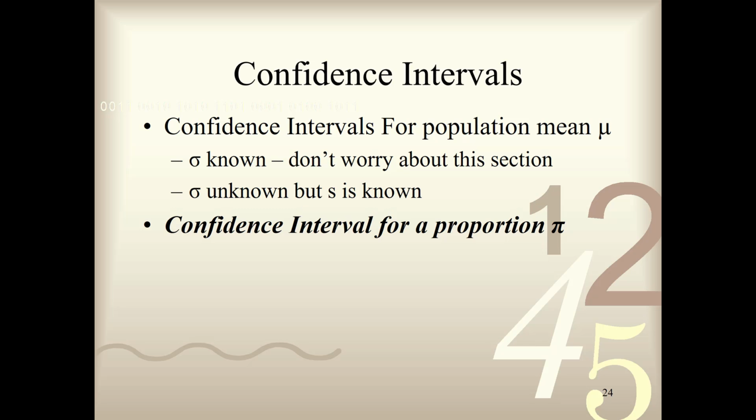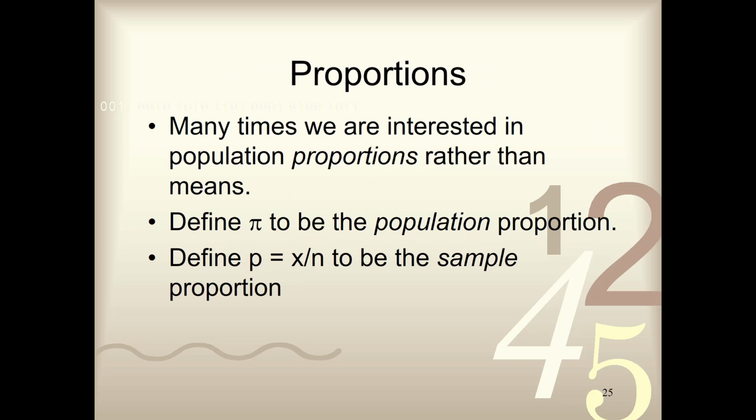So now that we know how to do confidence intervals for the mean, it's not too much different to do a confidence interval for a proportion. Basically, again, confidence intervals are giving us an estimate of where the population proportion would fall. The population proportion symbol is pi. Many times we're interested in population proportions rather than the mean that we were doing before.